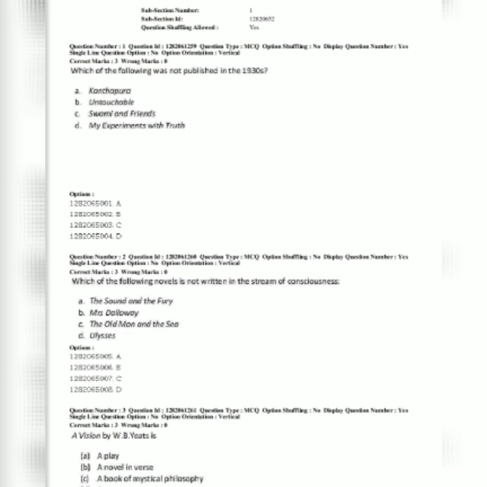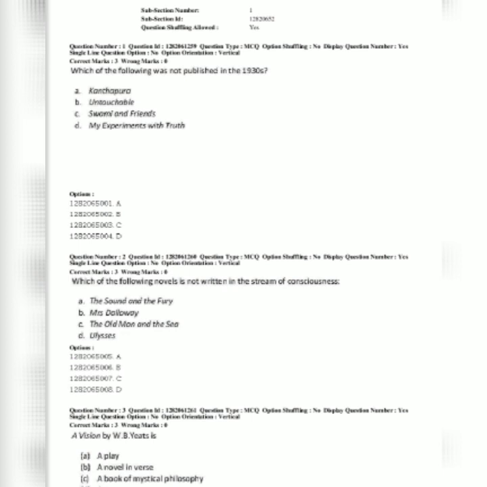So Kanthapura by Raja Rao, Untouchable, Swami and Friends. These are all three books that one can say form the very basic or are the pioneering books of literature in English in India. Now you know that Kanthapura was written by Raja Rao, Untouchable was by Mulk Raja Anand, Swami and Friends by R.K. Narayan. So Mulk Raja Anand, Raja Rao and R.K. Narayan were three of the pioneers who produced literature in English in India.